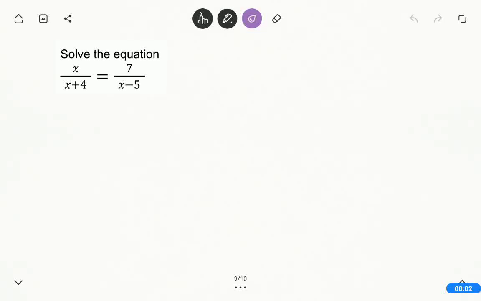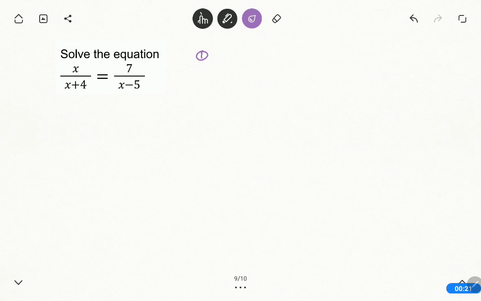In this video, we're going to be solving the equation x over x plus 4 equal to 7 over x minus 5. This is a rational equation, so there's a few ways you can actually go about solving them, but we're going to solve it by first finding the common denominator.